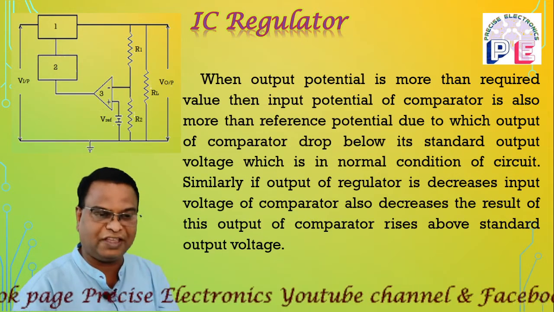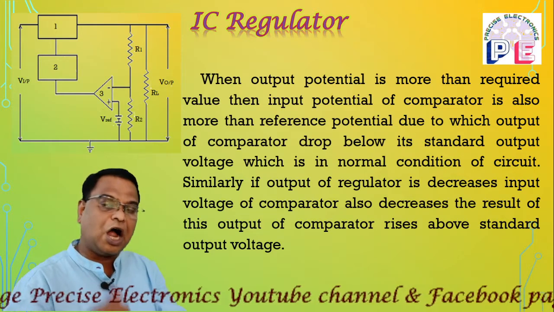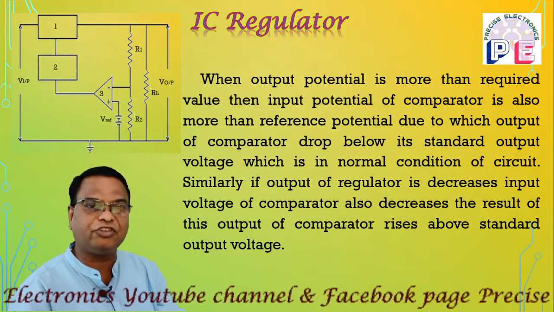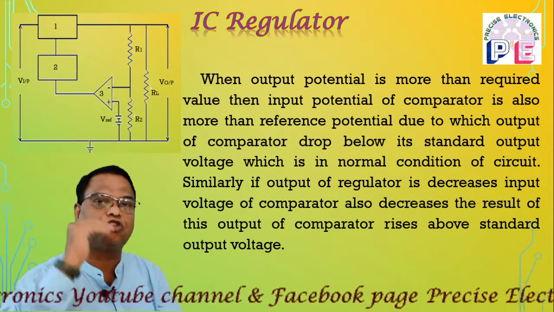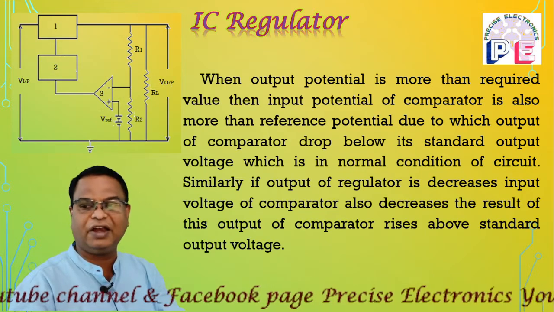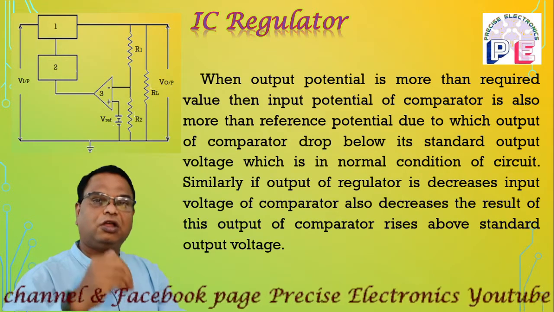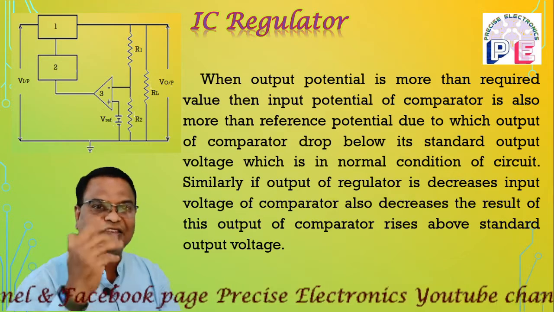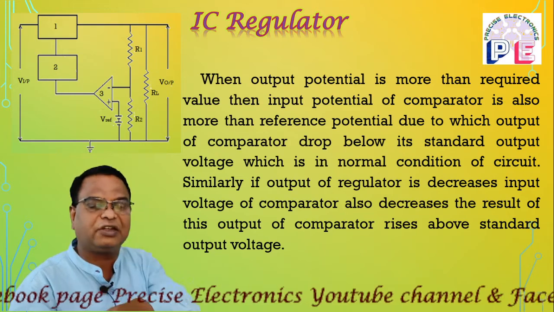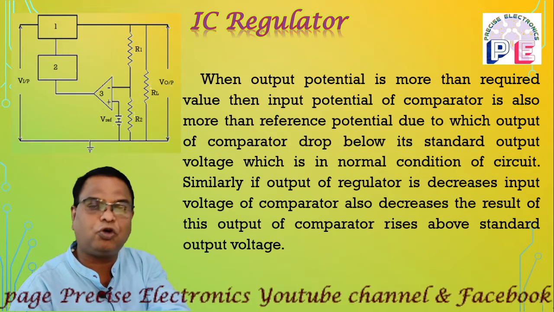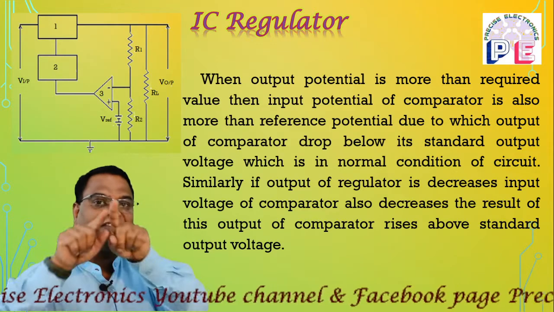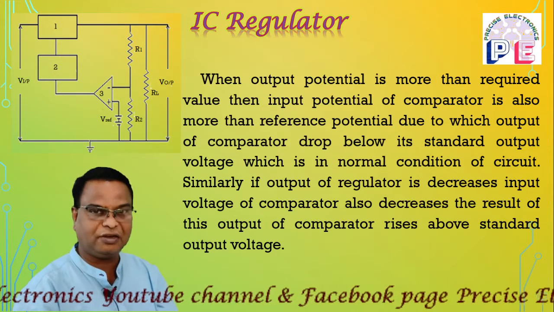That is one case. Now suppose the output voltage decreases. If 12 volt is our standard potential and due to some cause the output voltage drops to 10 volt, obviously the input applied to the error amplifier decreases. In the standard case it is 6 volt, now it goes to 5 volt. That means the input applied to the inverting terminal decreases by 1 volt. The output of the error amplifier, or comparator, increases by 1 volt.